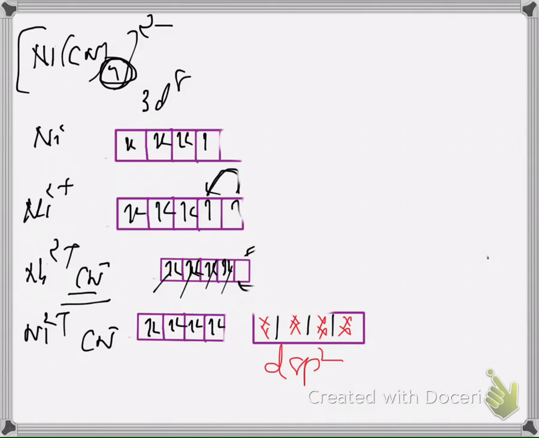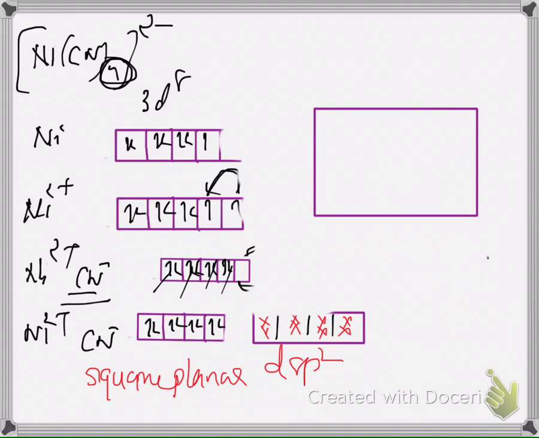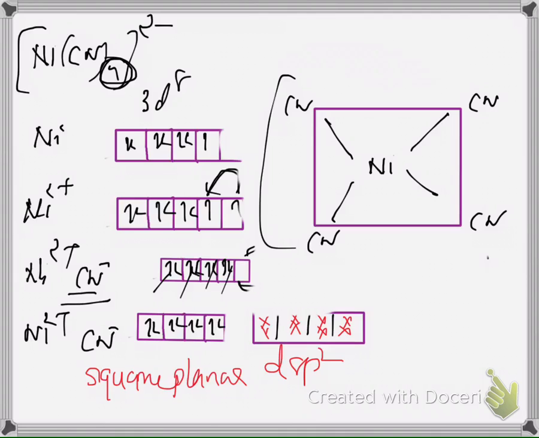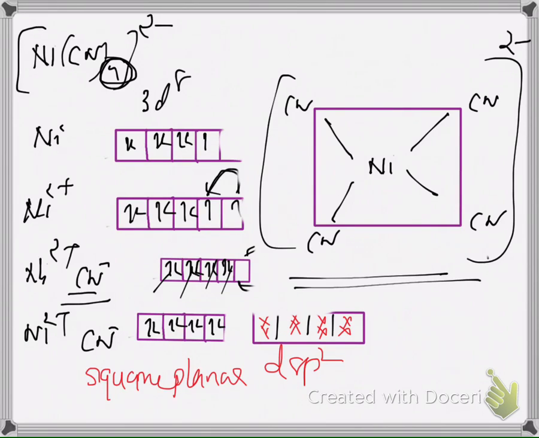What is the shape? Square planar. Just draw a square. You put nickel at the center and 4 cyanide, CN, CN, CN and CN. Now the total charge is 2 minus. This is the structure of the tetracyanonickelate(II) ion. These 3 are 4-coordinated complexes.